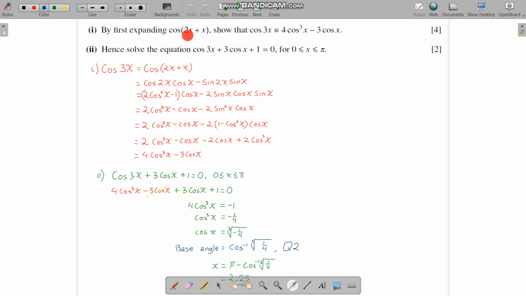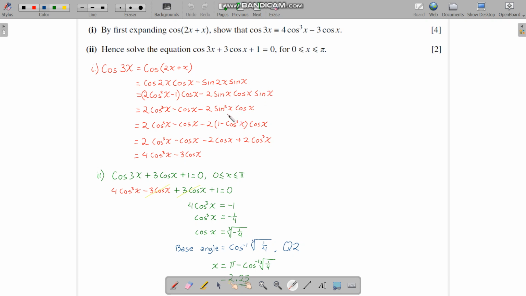Next example, by expanding cos 2x plus x, show that, and then solve. Okay, so cos 3x equals cos 2x plus x, using cos compound angle, cos minus sine, and then we use the double angle cos, because we need to get something in cos. We use the 2 cos squared minus 1, and this is sine 2x. We use the double angle sine. We have 2 sine cos, and we multiply 2 cos squared times cos, 2 cos cubed, minus 1 times cos minus cos, and sine times sine squared.